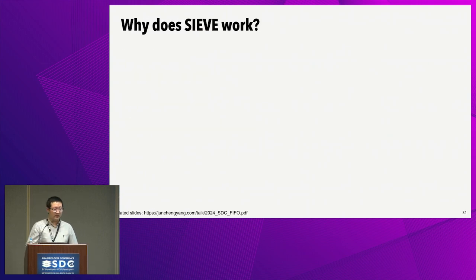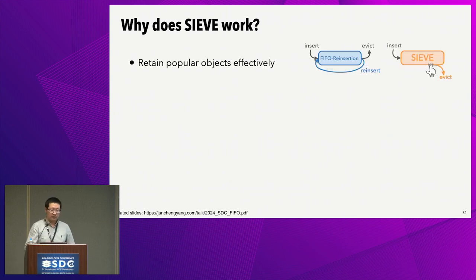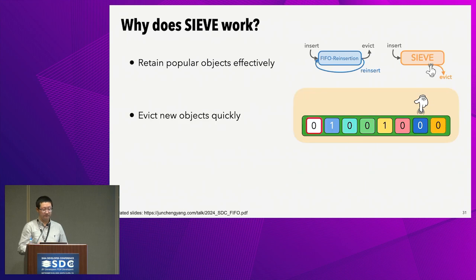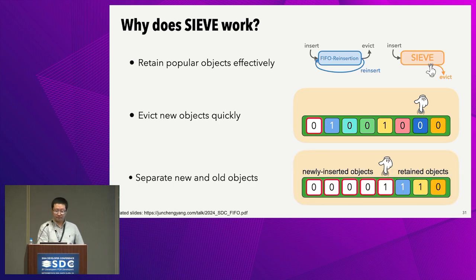So you may wonder, why does such a small change, or such a simple algorithm, work? First, SIEVE can retain popular objects very effectively. As the hand moves from the tail to the head, popular objects which have bit 1 get retained. And SIEVE can also evict new objects very quickly. As the hand moves towards the head, it will stay at the head for an extended period of time, and new objects which get inserted here get evicted very quickly.